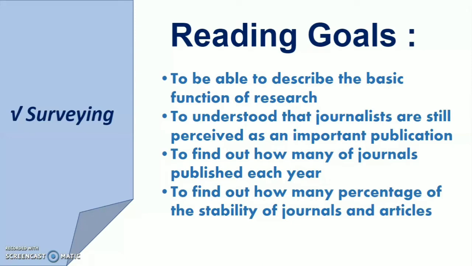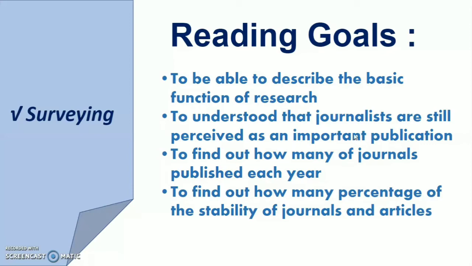Okay, from the information I have already gained in the survey step, I have determined that my goals for reading are to be able to describe the basic function of research journals, to understand that journals are still perceived as an important publication, to find out how many journals are published each year, and to find out the percentage of growth of journals and articles. Okay, now I will move on to the next step.